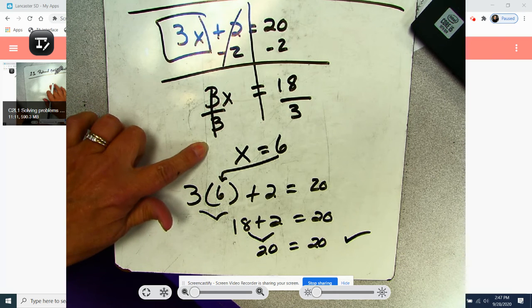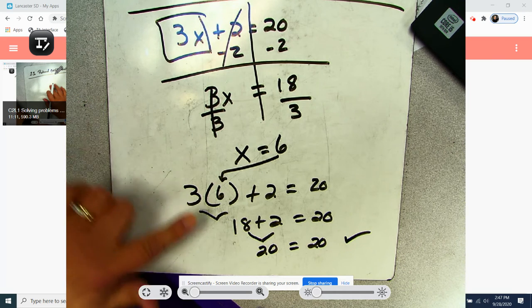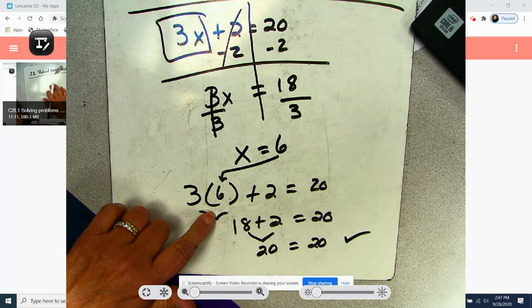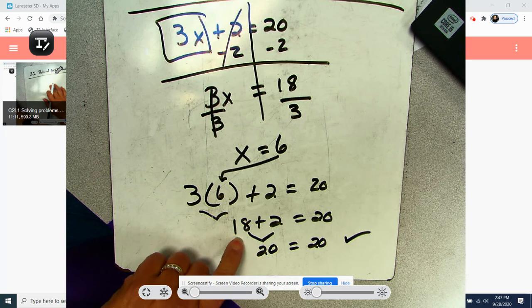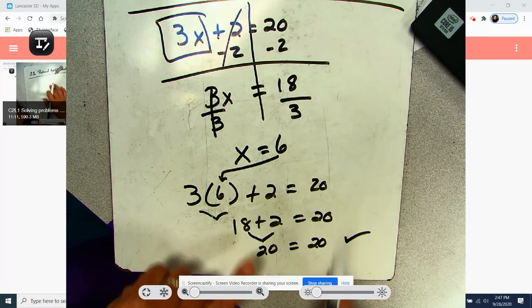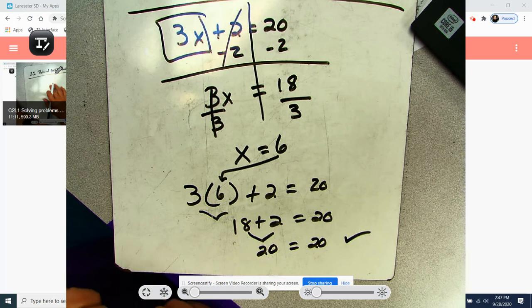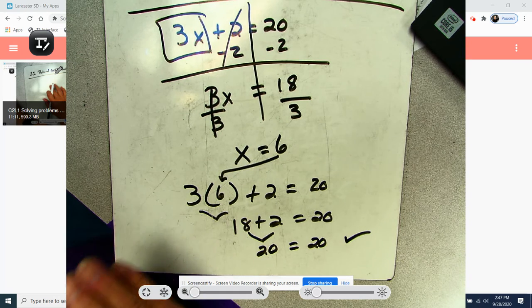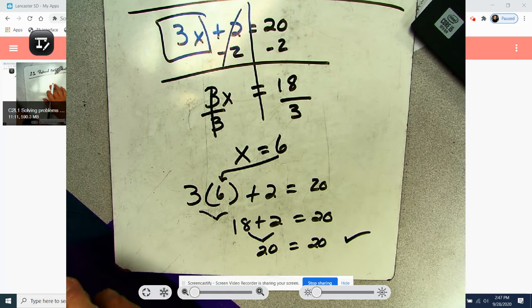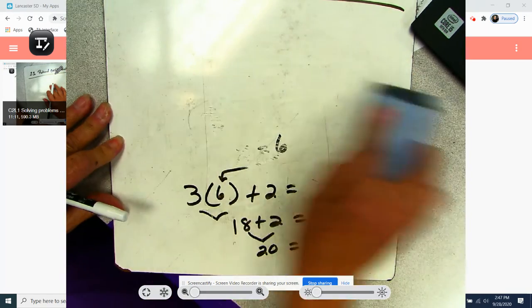I solved the problem to get the x. I then placed it back into the original equation and checked the math. The right side and the left side are equal to each other, and therefore my answer works. The only number in the world that will work in this equation is 6. Let's try that again.